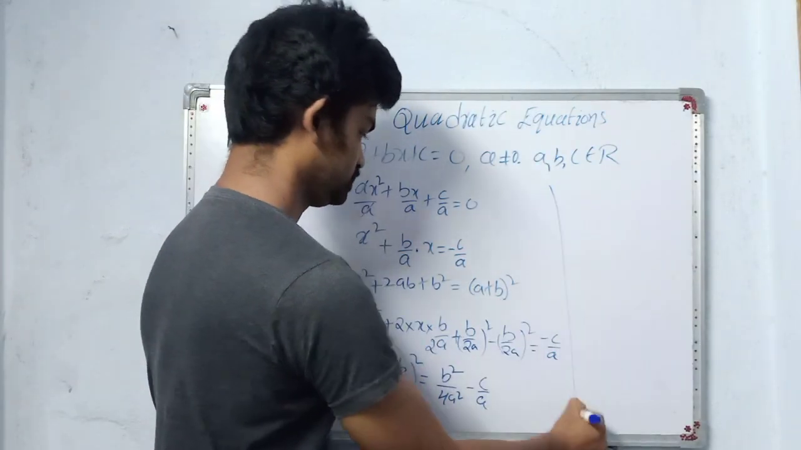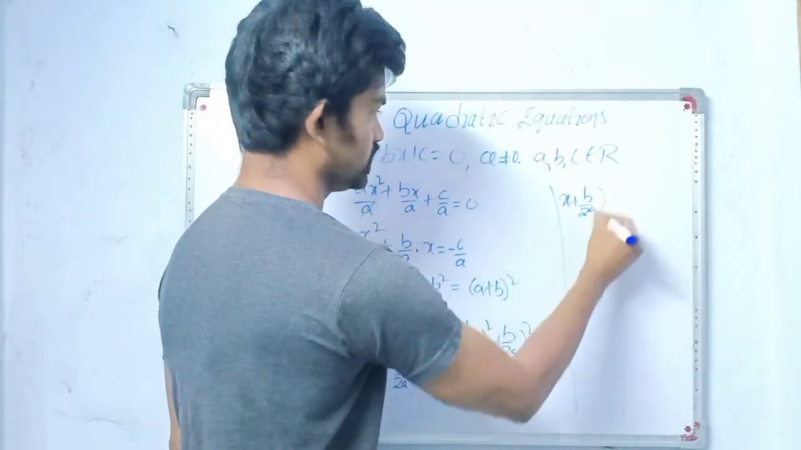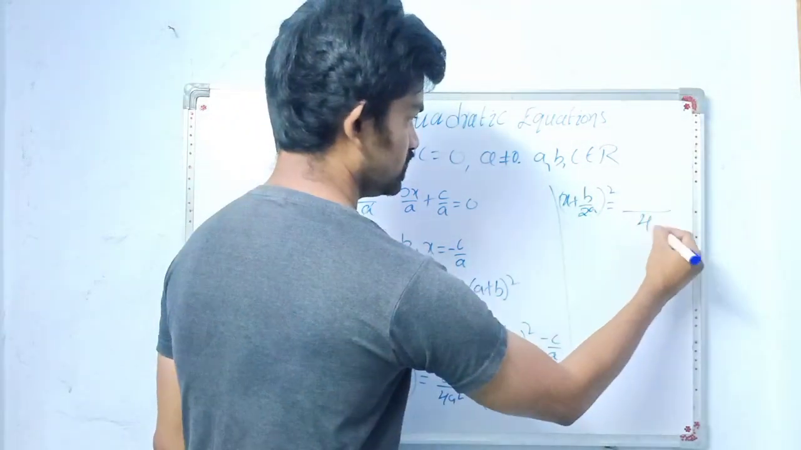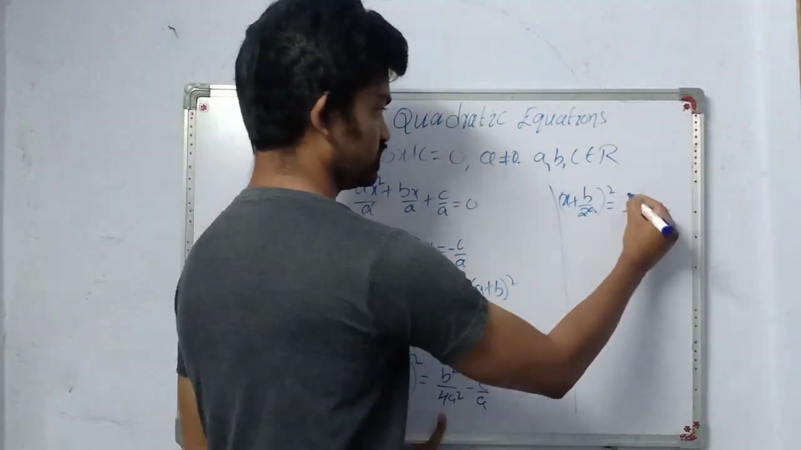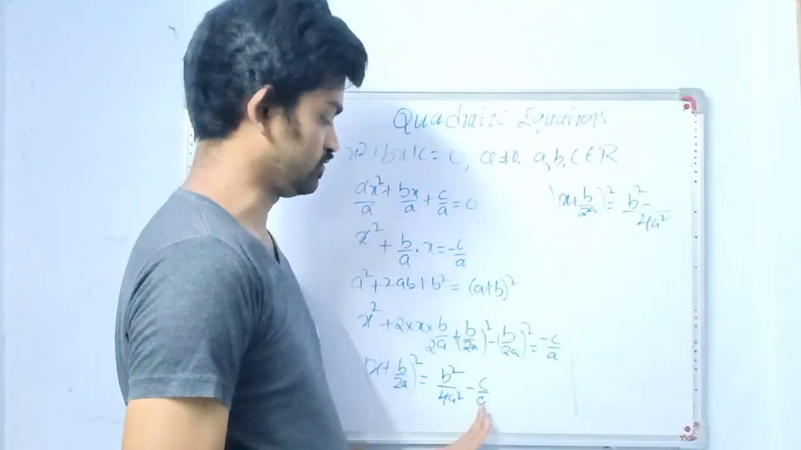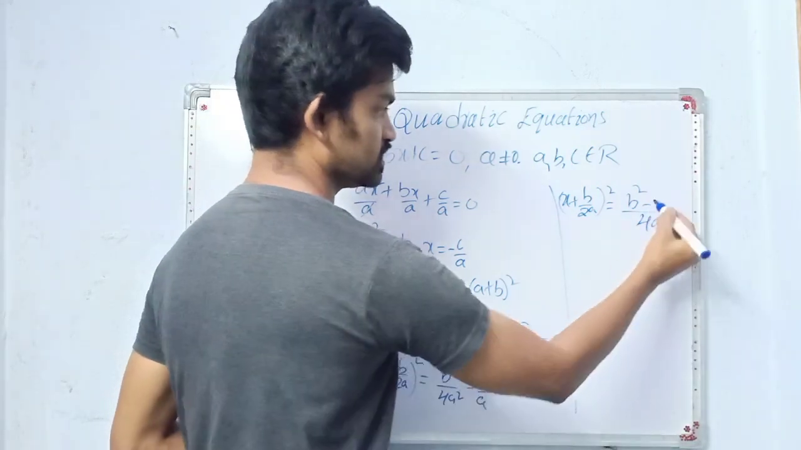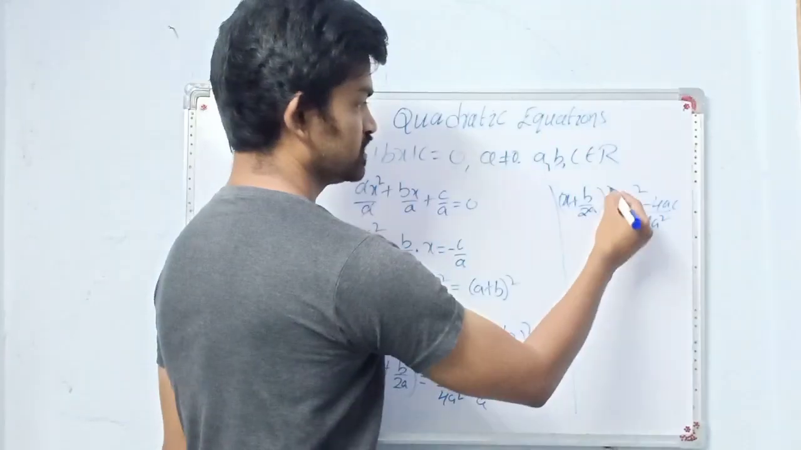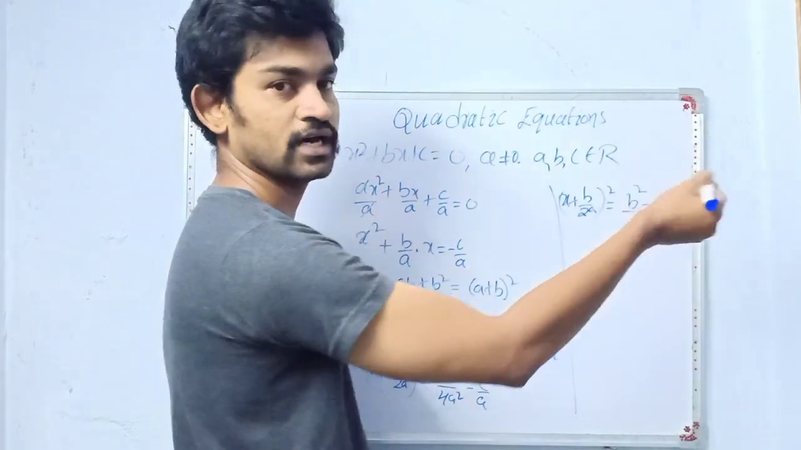So I will do here x plus b by 2a whole square is equal to, LCM is 4a square. So 4a square already is there. So we will get b square minus. So here only a is there, so to get 4a square, we have to multiply with 4a. So 4a into c, that is 4ac.